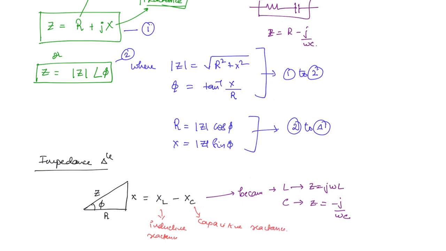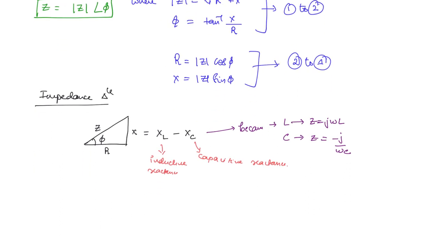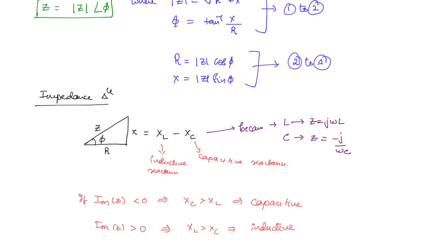And the imaginary part, if imaginary part of Z is less than 0, this means that the capacitive reactance is greater than the inductive reactance. In such a case, we call it a capacitive circuit because the capacitive reactance is dominating the inductive reactance. What about the case when imaginary part of Z is greater than 0? This means XL is greater than XC and it is called an inductive circuit.